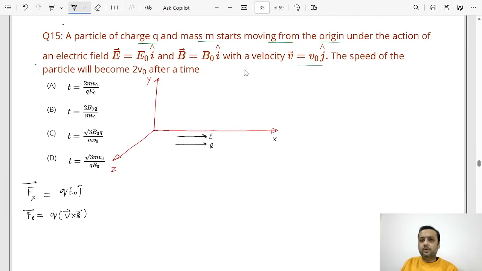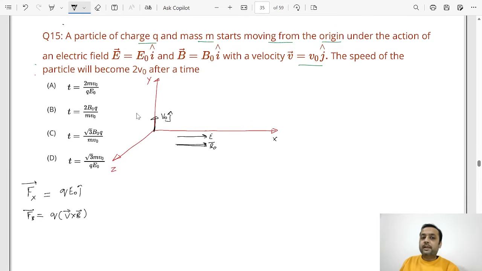Now look, initially the velocity was v naught j cap. So this was the velocity, right? Now see, as I said, this is the j cap velocity, and the magnetic field is perpendicular to this. So for the time being, ignore the electric field. Imagine that the electric field is not present. Just forget it. Now what will this magnetic field do?